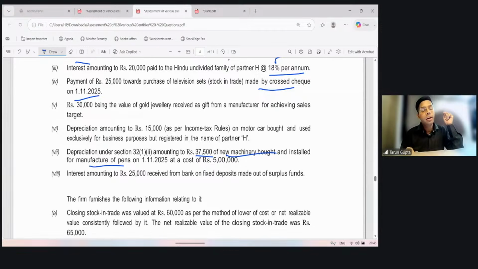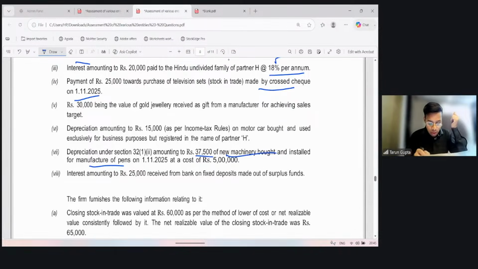Additional depreciation is eligible at the rate of 20%, but if the asset is used for less than 180 days, then that additional depreciation is allowed only at 10%, and the remaining 10% is allowed in the subsequent year. Here the asset is purchased on 1st November 2025. So it has been used for less than 180 days. So additional depreciation at the rate of 10% shall only be allowed, not 20%. And the remaining 10% shall be allowed in the next year.